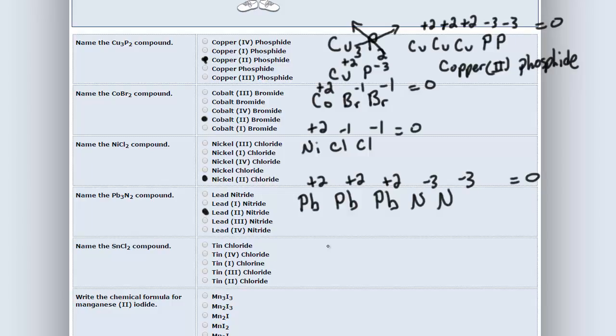SnCl2. So we have Sn and Cl2. Play that reverse crisscross game. We're going to get Sn with a +2, Cl with a -1, tin 2 chloride. See how we need 2 of these chlorides in order to get our compound? SnCl2. +2 -1 -1 equals 0.